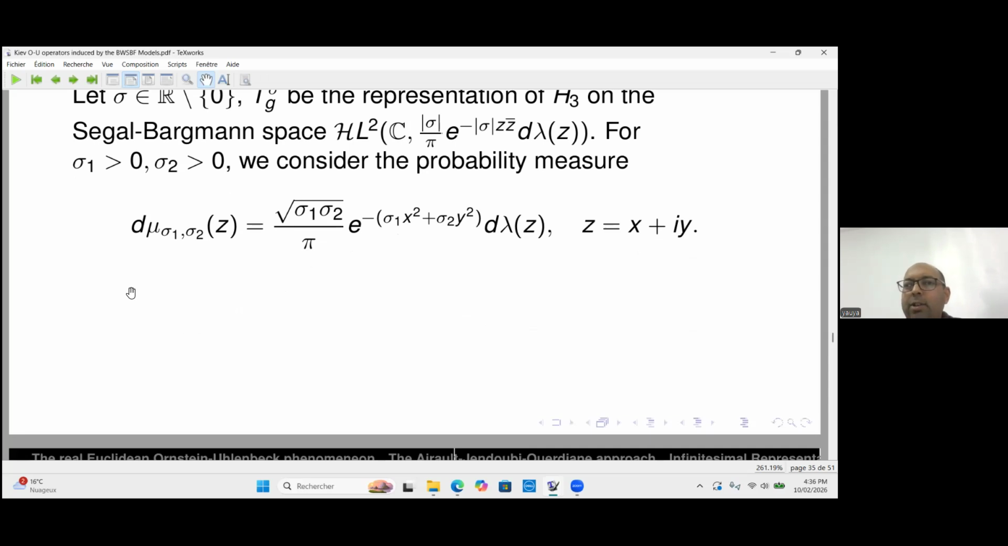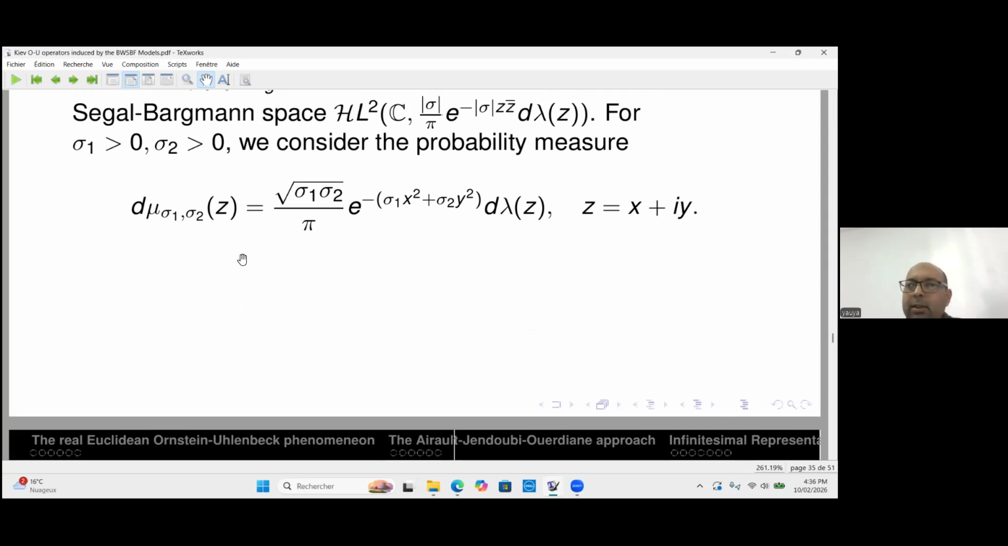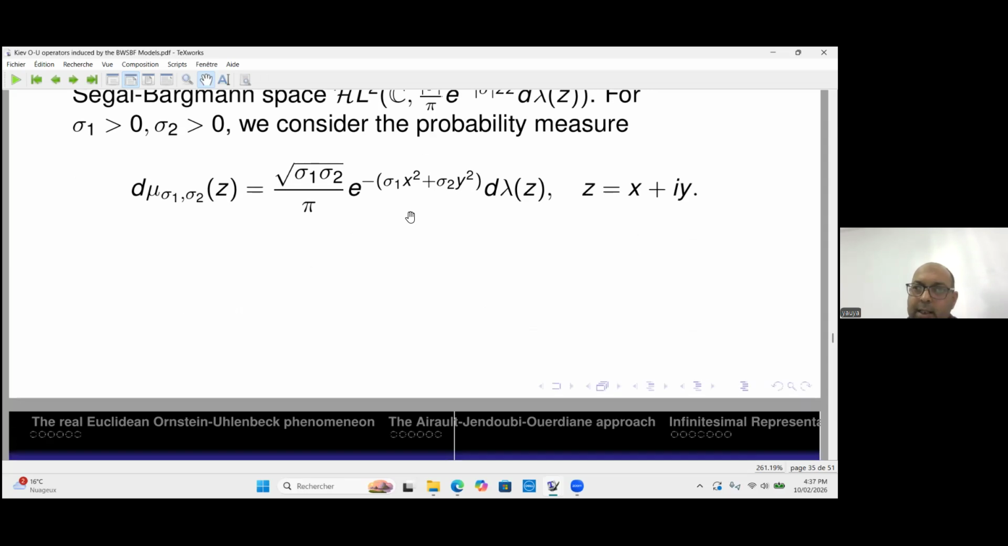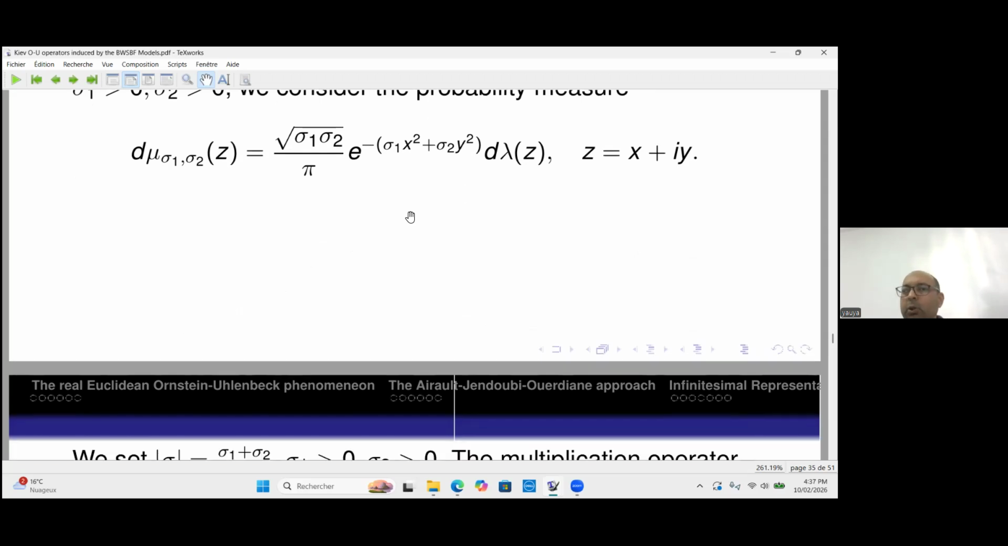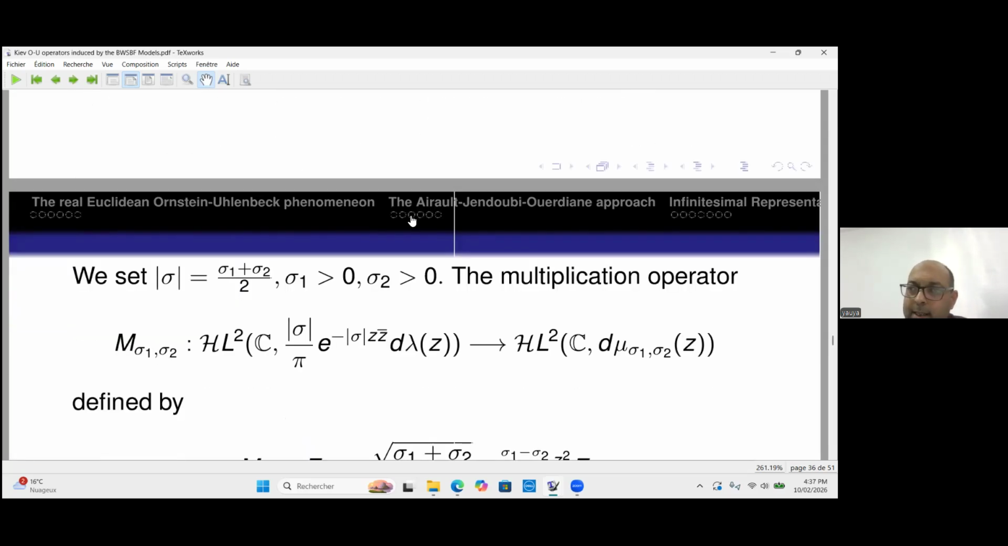Here, the measure depends on its analog of the real measure with the covariance matrix, but here the holomorphic functions form a reproducing kernel Hilbert space.